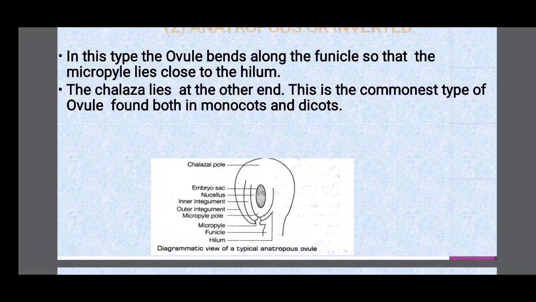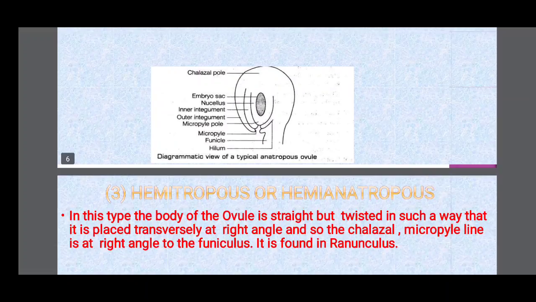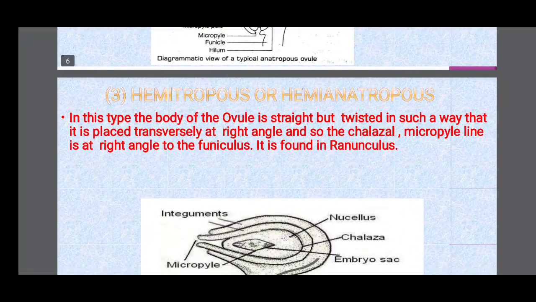So in orthotropous, the funicle, chalaza, micropyle are in a vertical straight line. But in the anatropous, what happened? Chalaza and micropyle are on the same vertical straight line, but the funicle is beside the micropyle. This is the anatropous. Now hemitropous or hemianatropous.